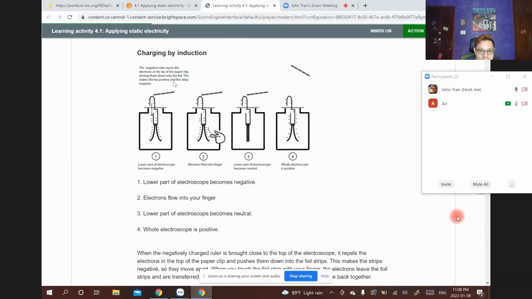And so what happens here? The positive charge of the upper part will start flowing equally to the rest of the electroscope. So the whole electroscope is positive again. That's what it means: charges don't just stay in one place. They try to spread, right?